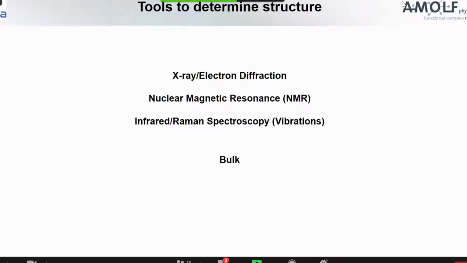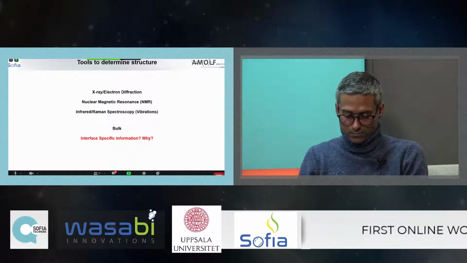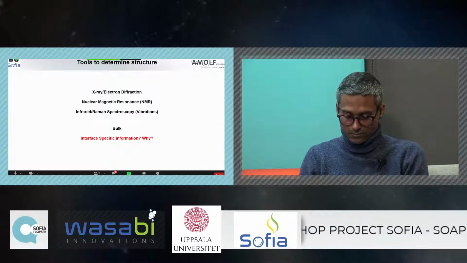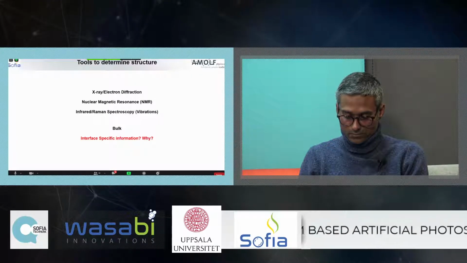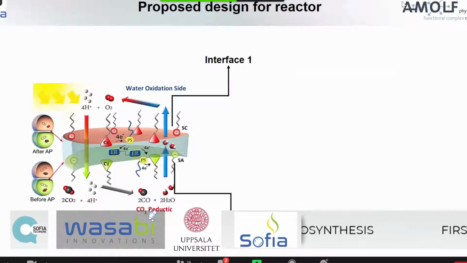Now, the majority of these techniques have been employed to look at bulk structure or bulk information. But the importance of today's lecture is getting the structure at interfaces. Why do I want to look at interface-specific structures? If you look at the proposed design, it has a couple of interfaces: one where you have a catalytic side and the air, then another catalytic side and air, and the middle is water.